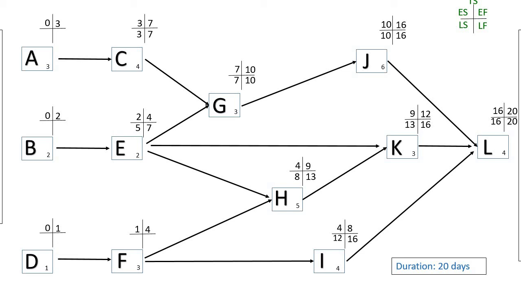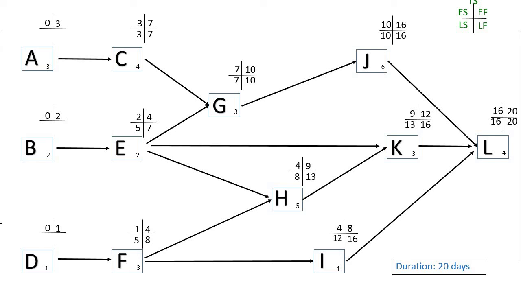So activity F, we have arrows going up onto H and I. The late start for H is on day 8. The late start for I is on day 12, taking the lower number. The late finish for F would be on day 8. 8 minus 3 would give you 5.